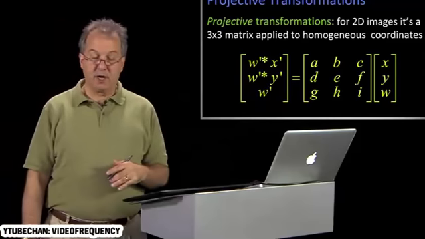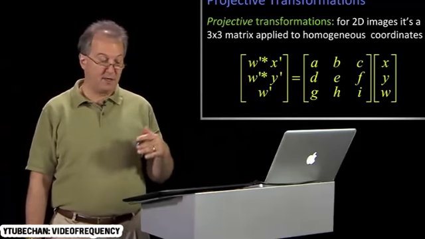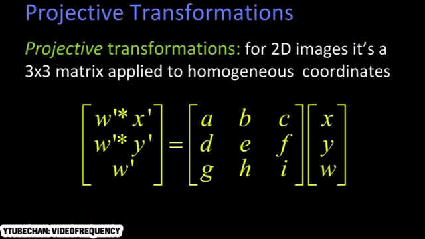This was the description of projective transformations. For 2D coordinates, it's 3 by 3 applied to the homogeneous, so x, y, w gets mapped to w prime x prime, w prime y prime, w prime, and to go to non-homogeneous or inhomogeneous, you divide through by the w.